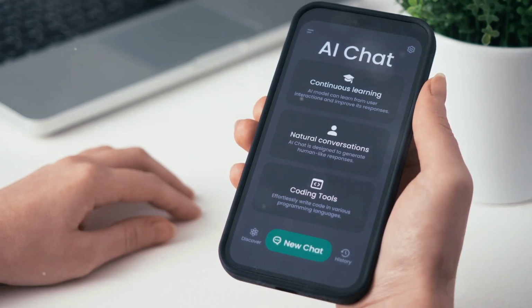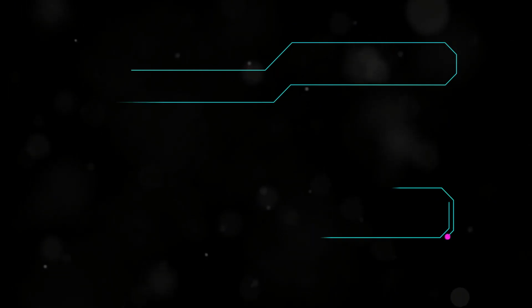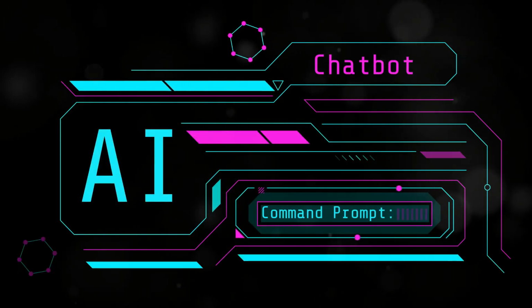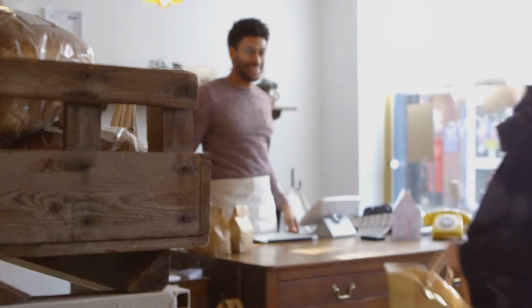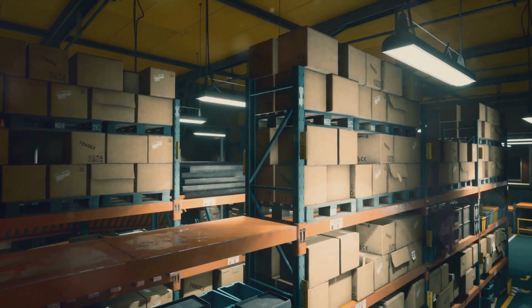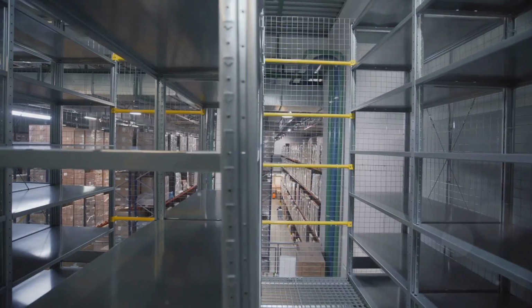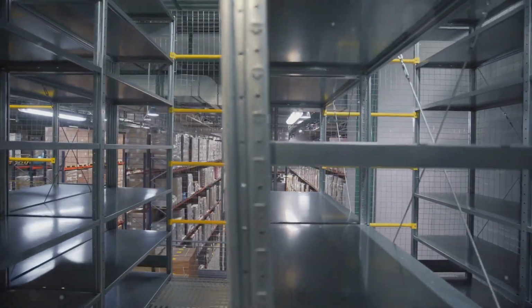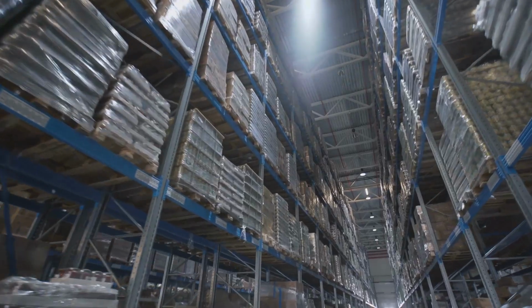AI-powered chatbots and virtual assistants are transforming customer service in retail. These intelligent agents can answer customer queries, provide product information, process returns, and offer personalized shopping assistance. AI is also optimizing inventory management by forecasting demand, identifying trends, and automating inventory replenishment. This reduces waste, optimizes stock levels, and improves supply chain efficiency.